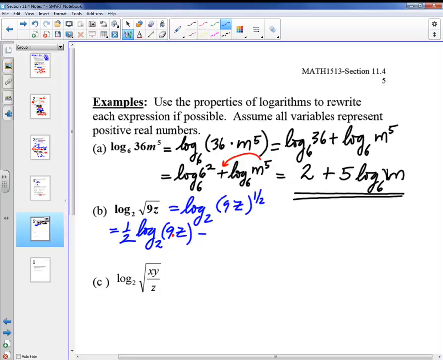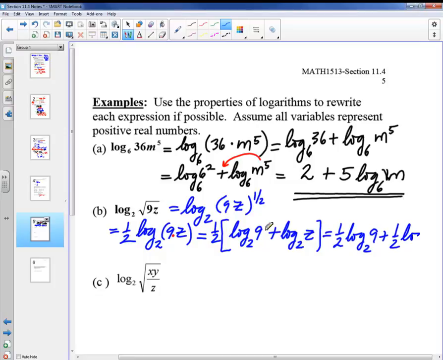So what I'm going to do is put the 1/2 times, and then in brackets, I'm going to break the log base 2 of 9z. So that would be log base 2 of 9 plus log base 2 of z. And then I'm going to go ahead and distribute the 1/2. You might also look at the 9 and see if you can break it down. I would recommend you distribute the 1/2 now. So you have 1/2 log base 2 of 9 plus 1/2 log base 2 of z.